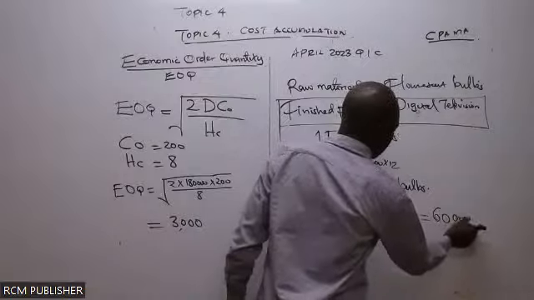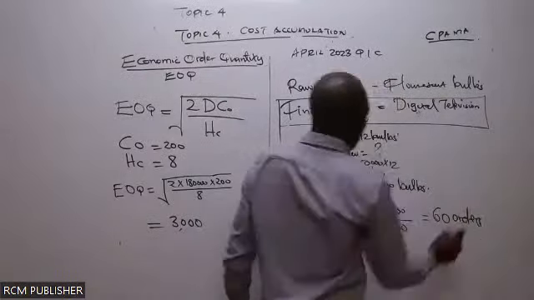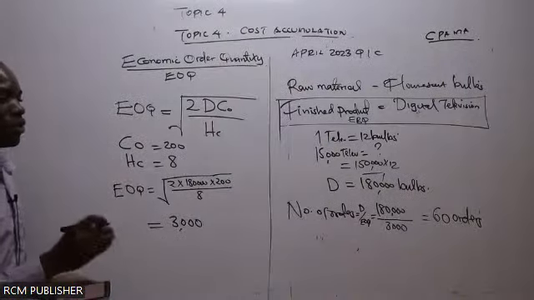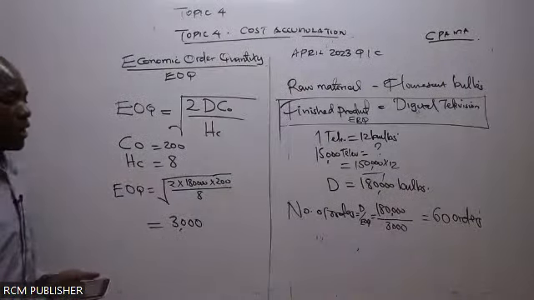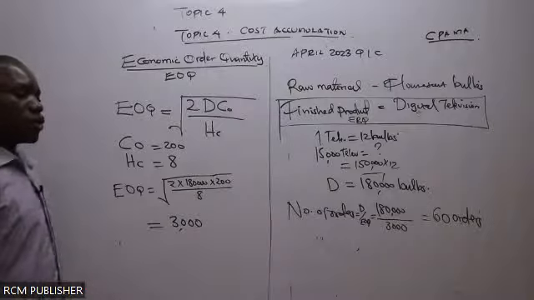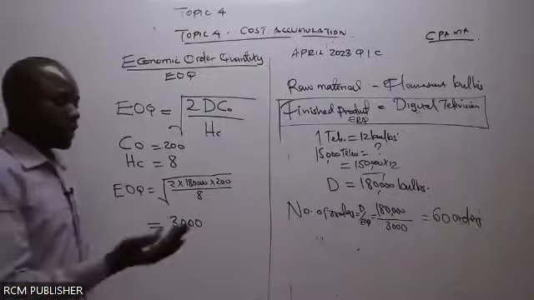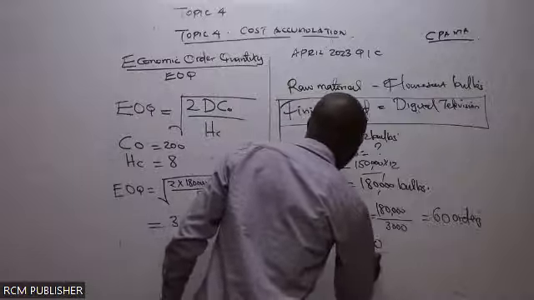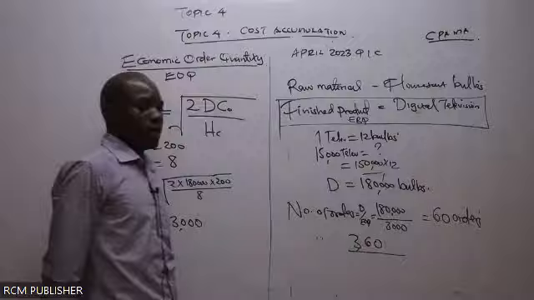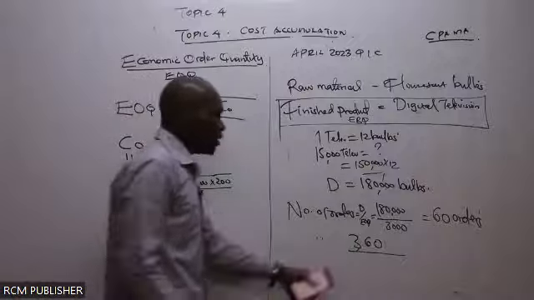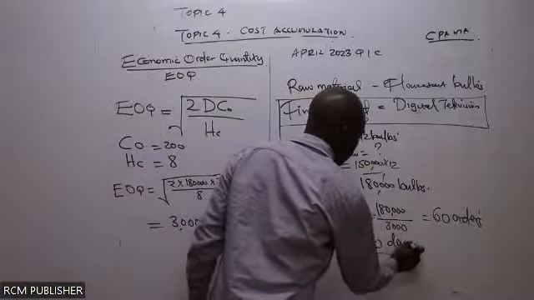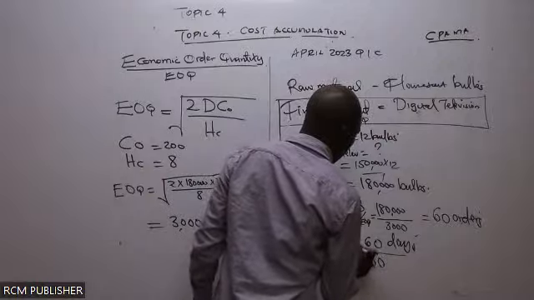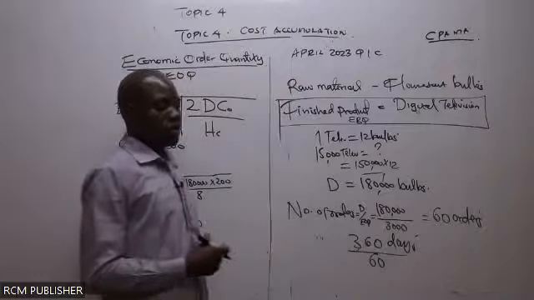We are having 60 orders. That's the number of orders they are going to make in that particular year. But then the total number of days in that particular year is equivalent to 360. So how many times are they going to make the orders? We have the total number of days in a year, and then we have 60 orders they are going to make.